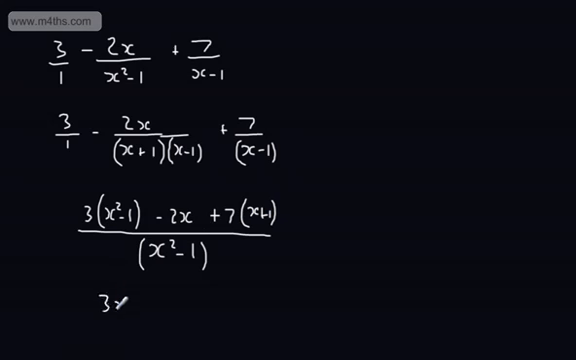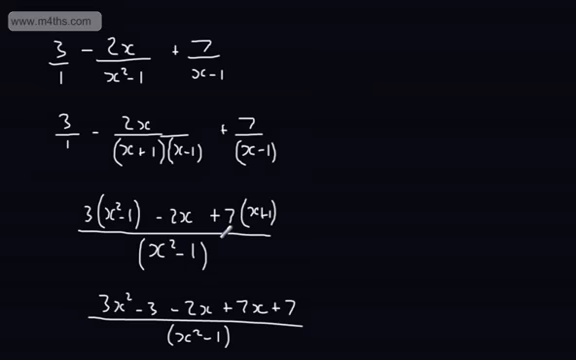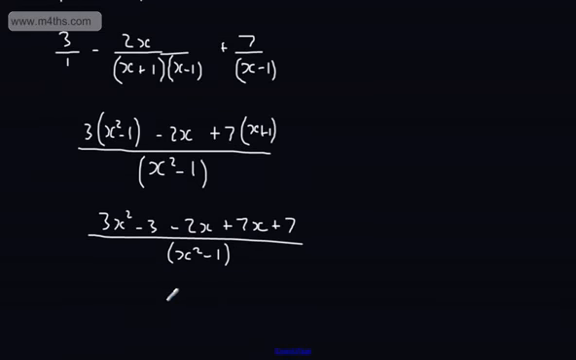So let's go ahead. We've got 3x squared minus 3 minus 2x plus 7x plus 7, all over the difference of squares, x squared minus 1, which I'm going to leave like so. We could write it as x plus 1, x minus 1, but that would be perfectly fine. So what we've got then is 3x squared. I've got minus 2x plus 7x, which is plus 5x. And then I've got minus 3 plus 7, which is going to give me plus 4. And that's all over x squared minus 1.